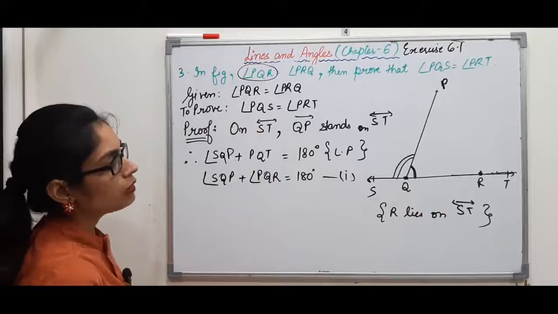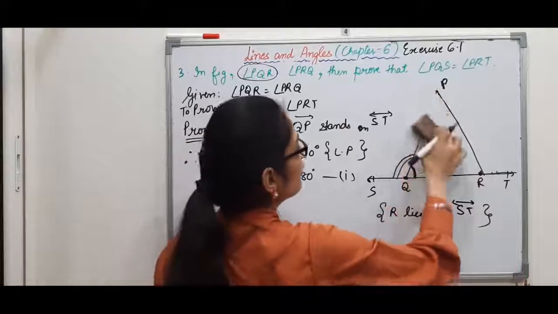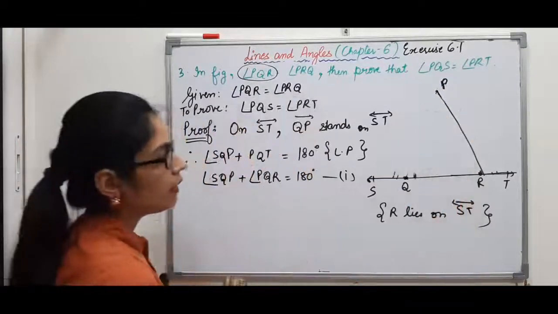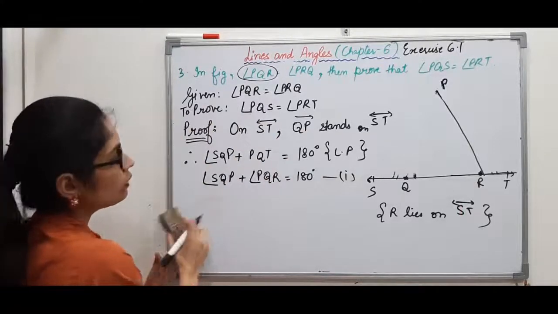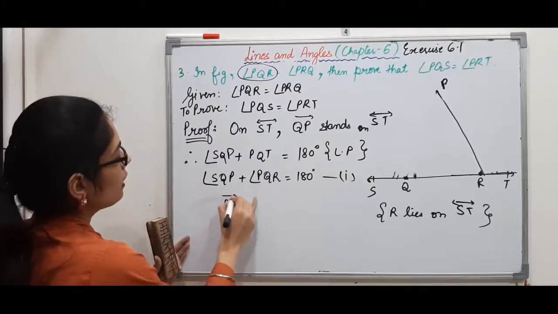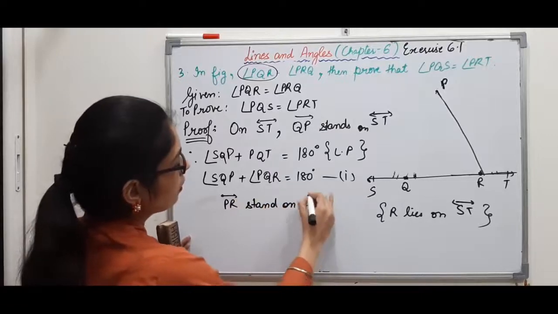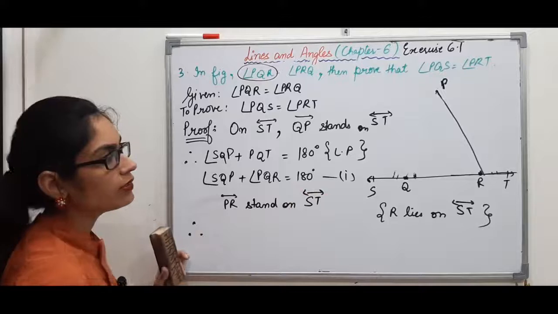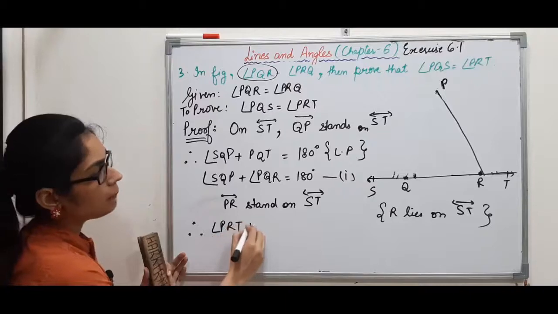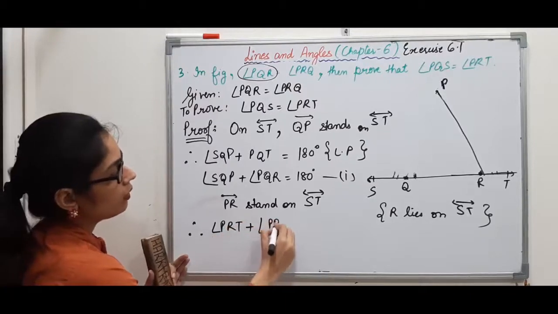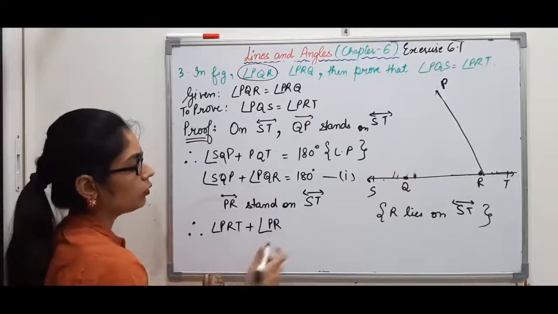Now this part we have done. The other part of the triangle we'll take now, so I'll erase this. Same thing I have to do. ST is a line. We mention here PR. PR is a ray which stands on line ST. Therefore, the sum of the adjacent angles: which are the adjacent angles? Angle PRT plus angle PRS.